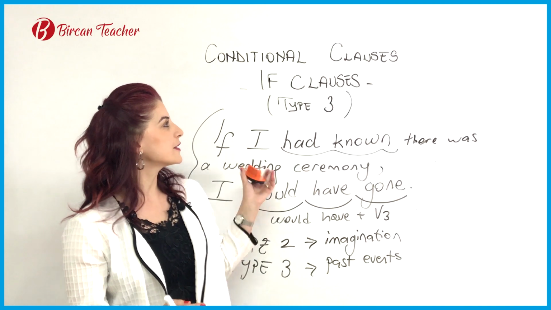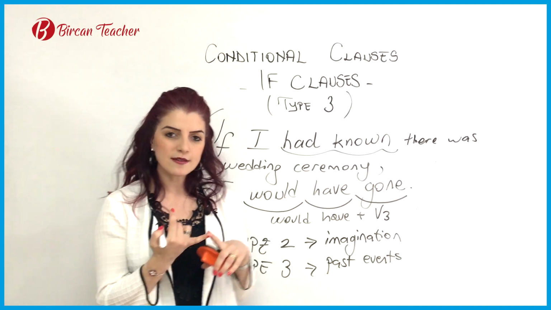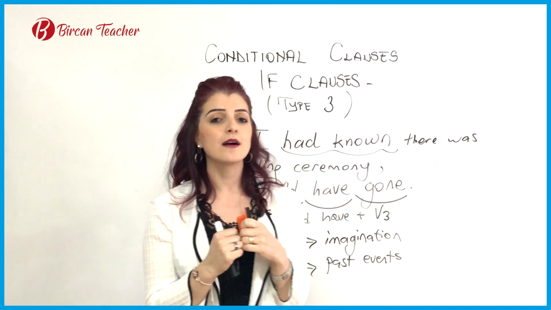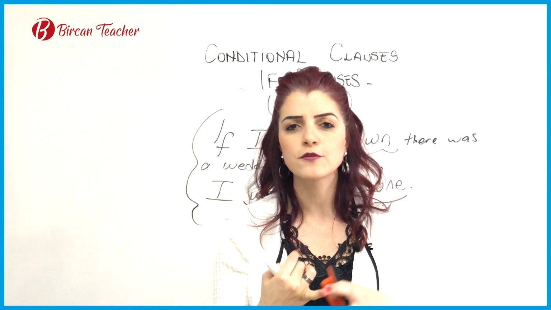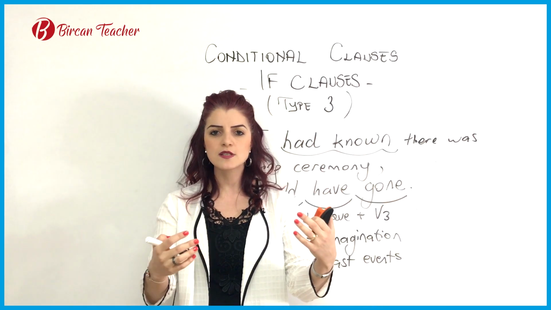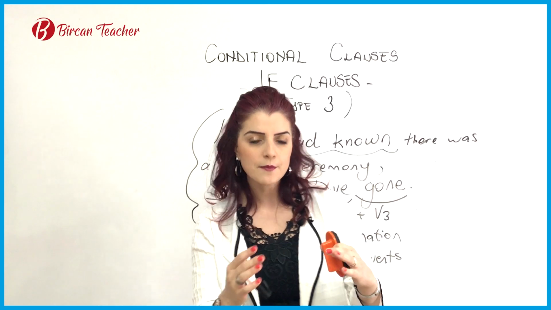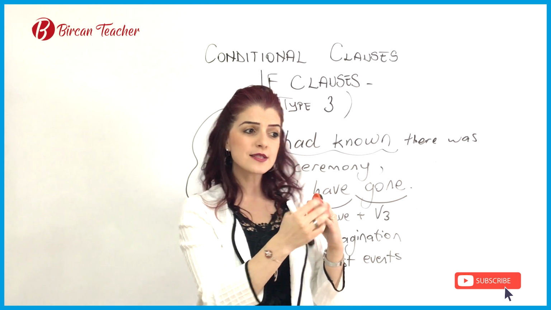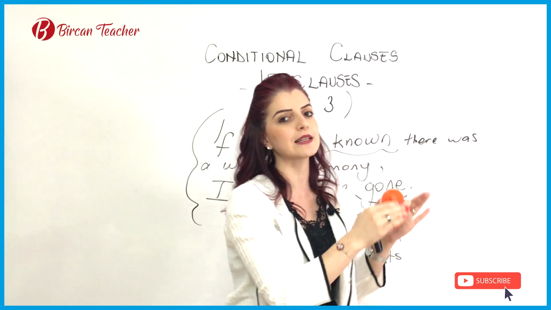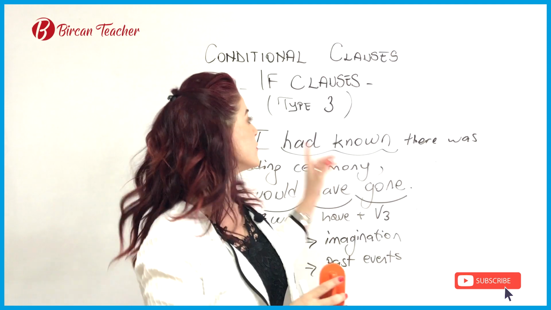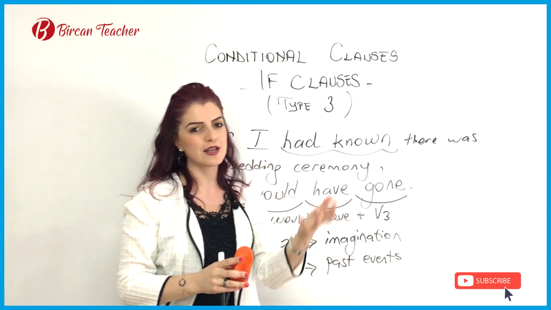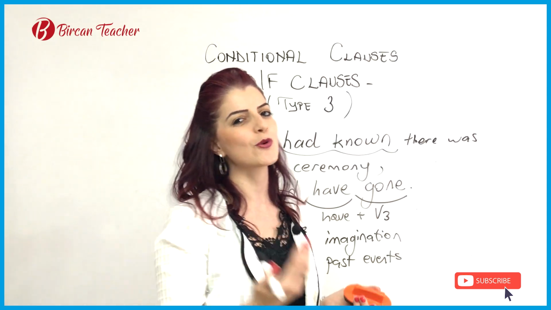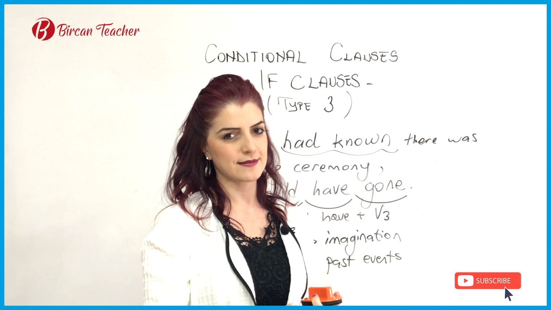Okay, for if clauses, you can use type 0 for general facts and scientific truth, and you can use type 1 for general situations in your daily life. If you do something, you will do something. If you do something, it will happen. So there are some probabilities and possibilities in real life. If you use type 2, you are talking about imaginations. And if you use type 3, you are giving a comment or opinion about your past.